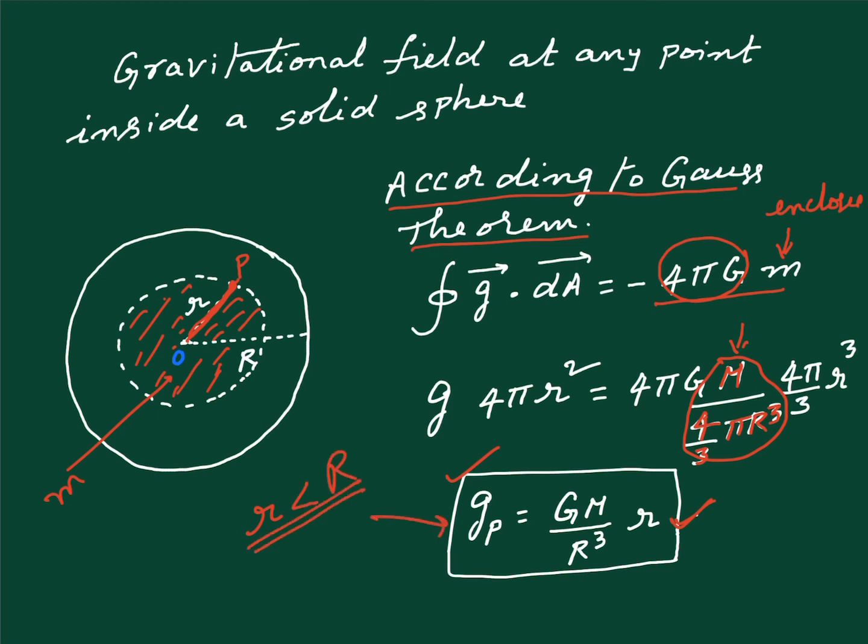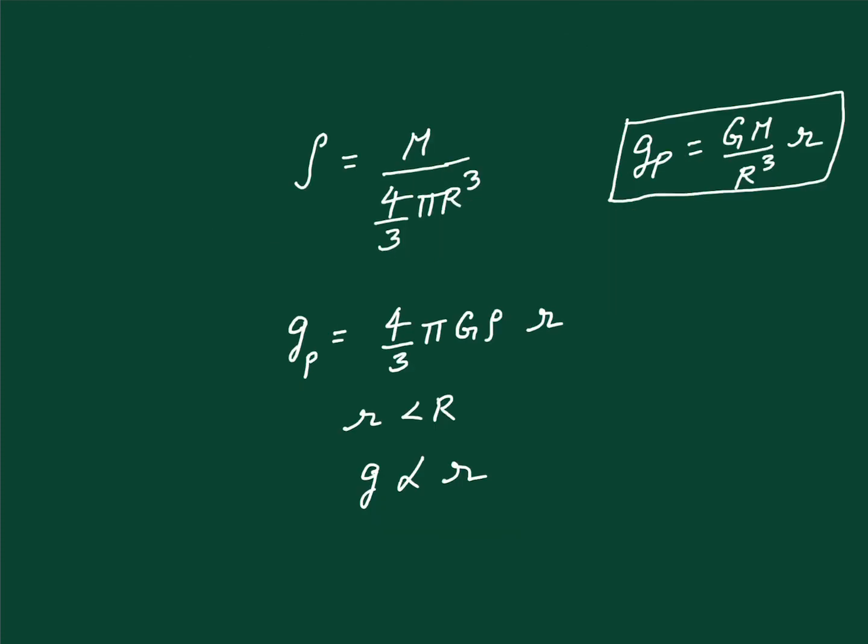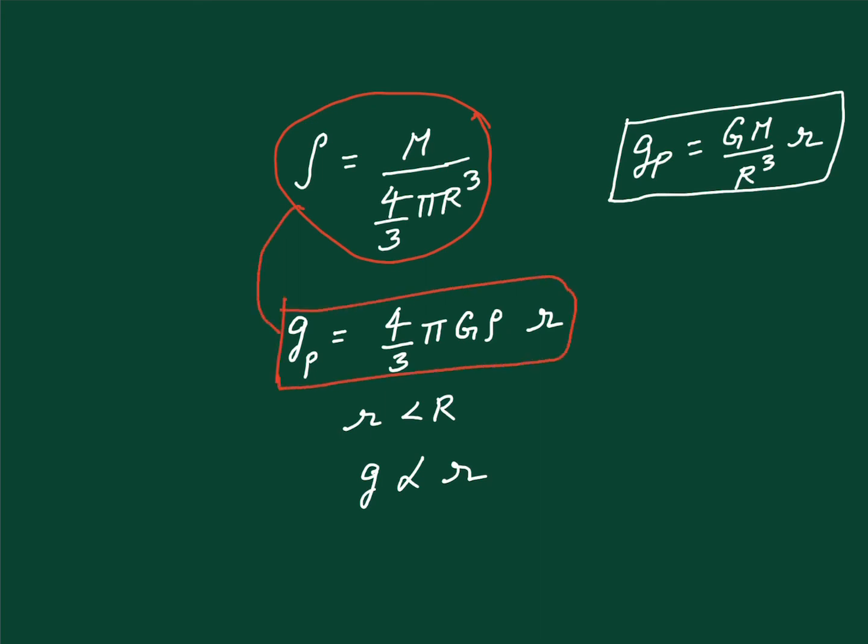You can express the same formula in terms of density. If expressed in terms of density, this is the formula: the gravitational field at any point inside, where r is less than R and rho is the density. So g is proportional to r inside.